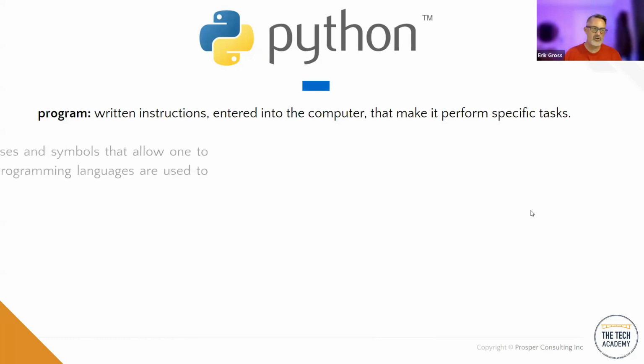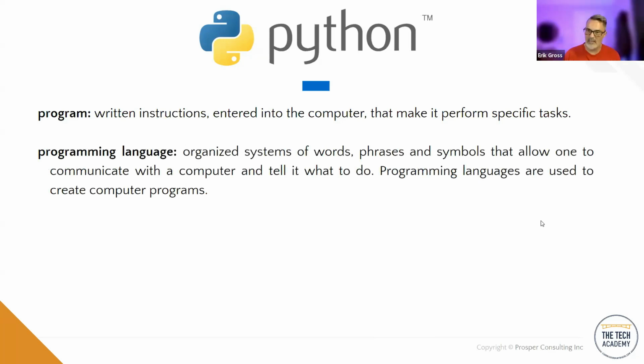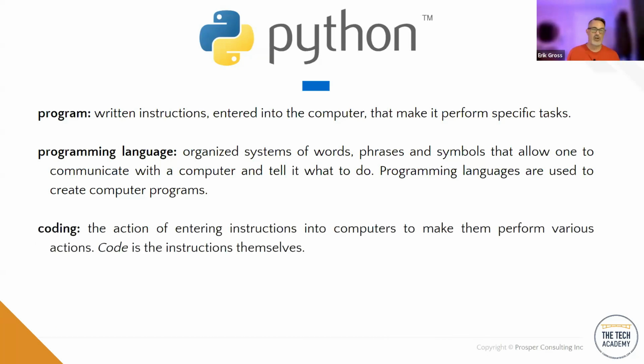And those instructions are written in what's called a programming language, which is a well-organized system of words, phrases, and symbols that is how you communicate with the computer, how you tell it what to do. Programming languages are what we use to create computer programs. And then there's the verb coding. Coding is just the action of putting those instructions into the computer. When you're sitting there typing in all these instructions and figuring out in your mind how the program's going to work, that's called coding. And the instructions themselves are called code.